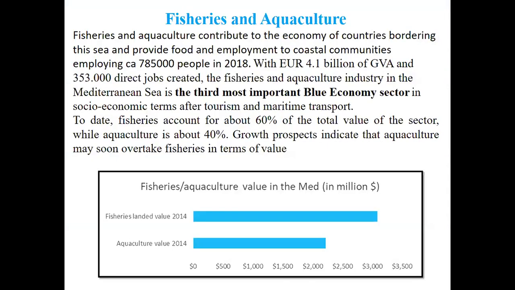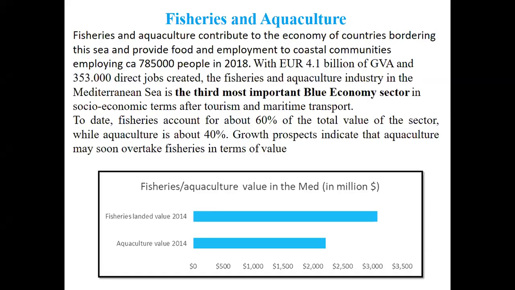Fisheries and aquaculture contribute to the economy of the countries bordering the Mediterranean Sea. They provide food and employment for the coastal communities, employing more than 785,000 people in 2018, with about 4.1 billion euros, and 353,000 direct jobs created in the fisheries and aquaculture industry. That makes any disturbance or bad impact on fisheries and aquaculture one of the alarming points that must be taken into consideration.